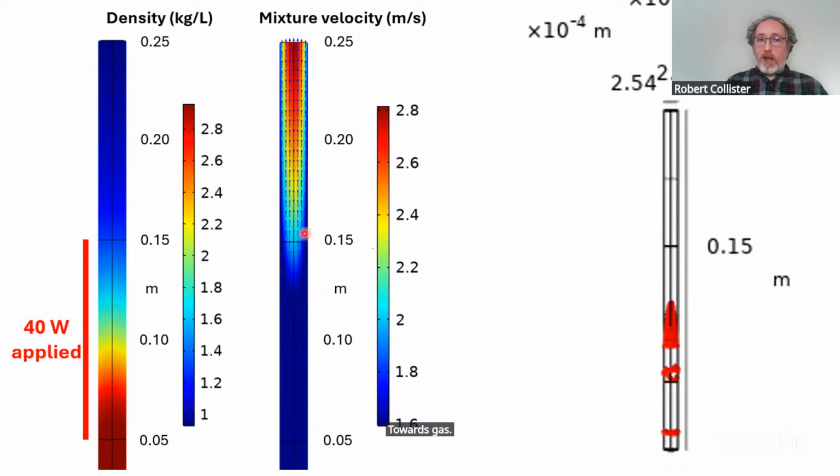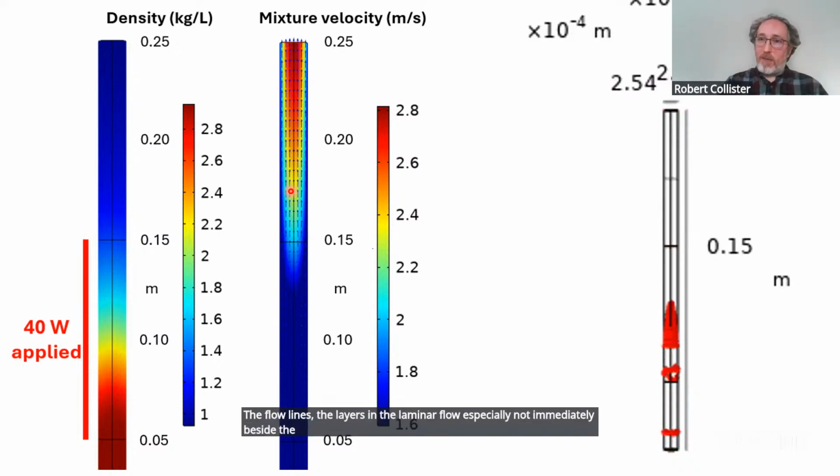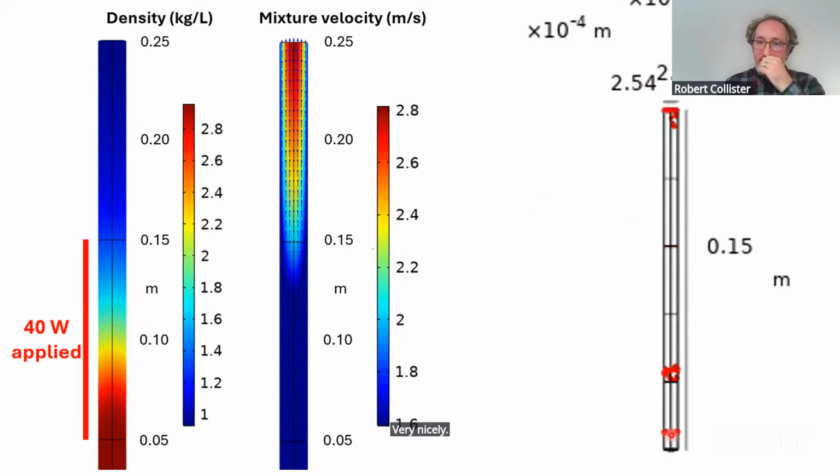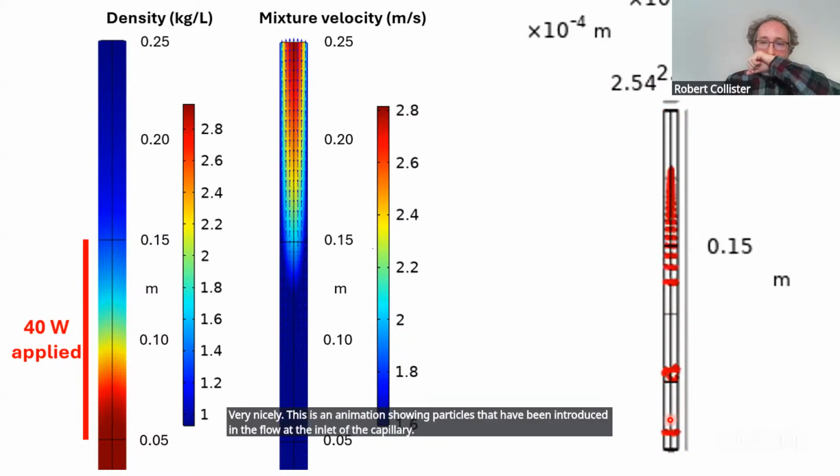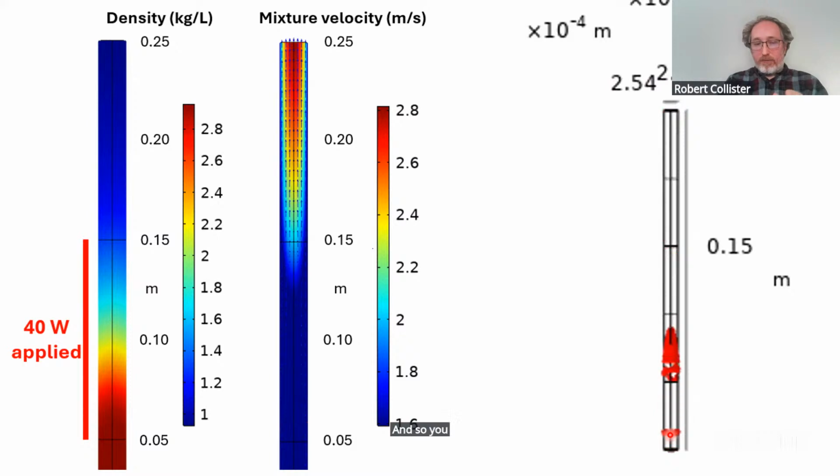The flow is not largely affected by it. The flow lines, the layers in the laminar flow, especially not immediately beside the walls, do still maintain laminar flow very nicely. This is an animation showing particles that have been introduced in the flow at the inlet of the capillary. And so you do see that the ones that start immediately beside the walls don't make it very far. They'll touch the wall.